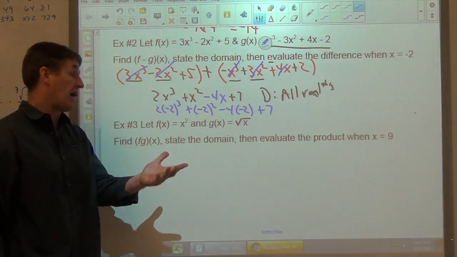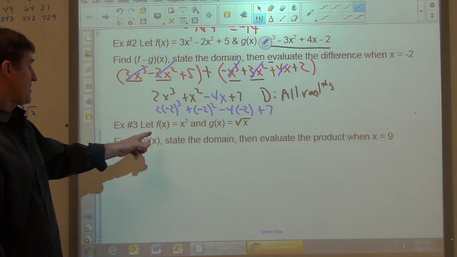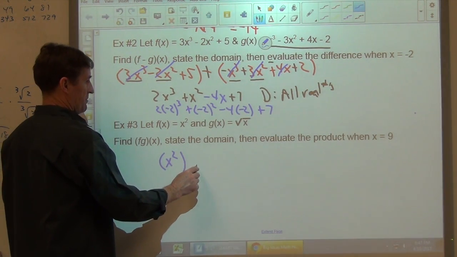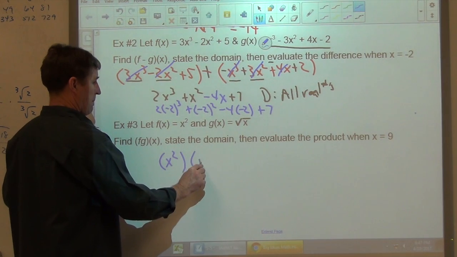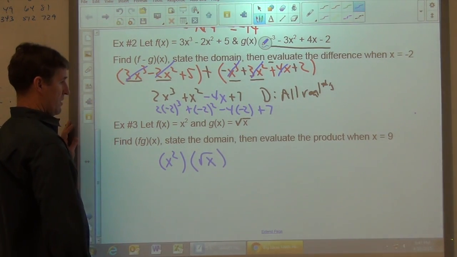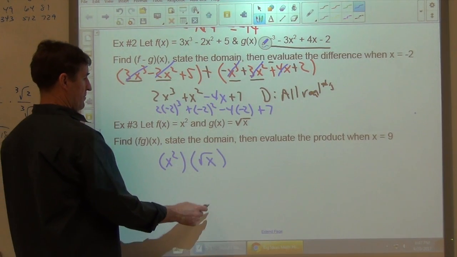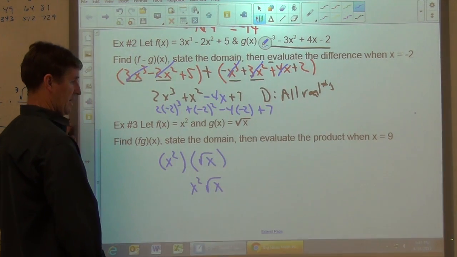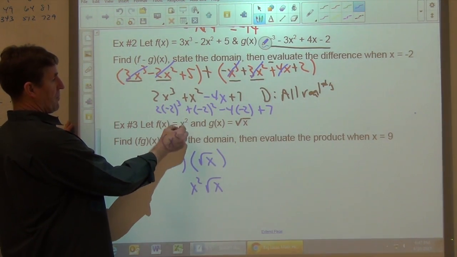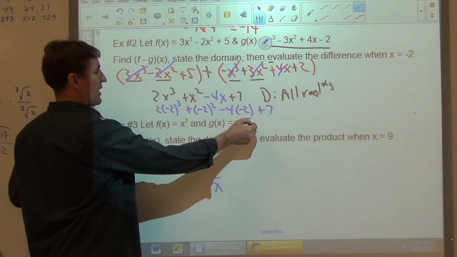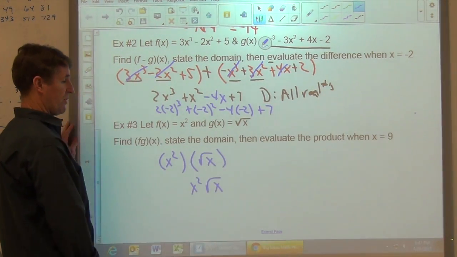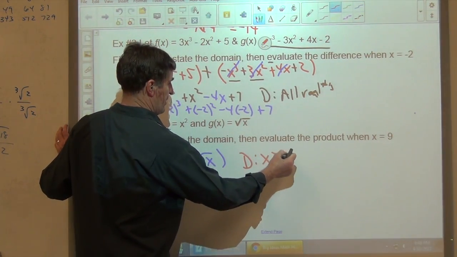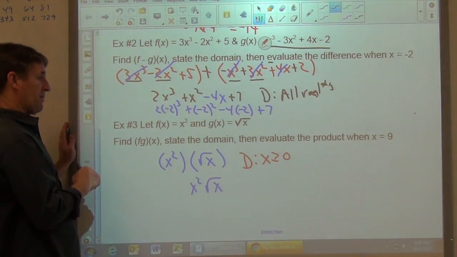So you can see it's nothing that you haven't done before. Multiplication, same thing. We take f of x, so x squared, times the square root of x. Alright, so we multiply. That would just give us x squared times the square root of x. Our domain, we can put anything in for x here, but here we can only put in the numbers that are greater than 0. So our domain in this case would be x is greater than or equal to 0, because remember you can only take what works for both of them.